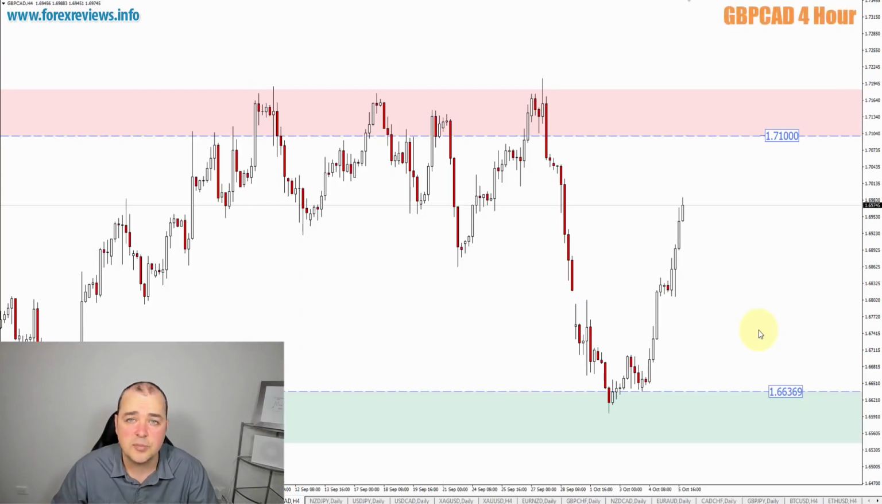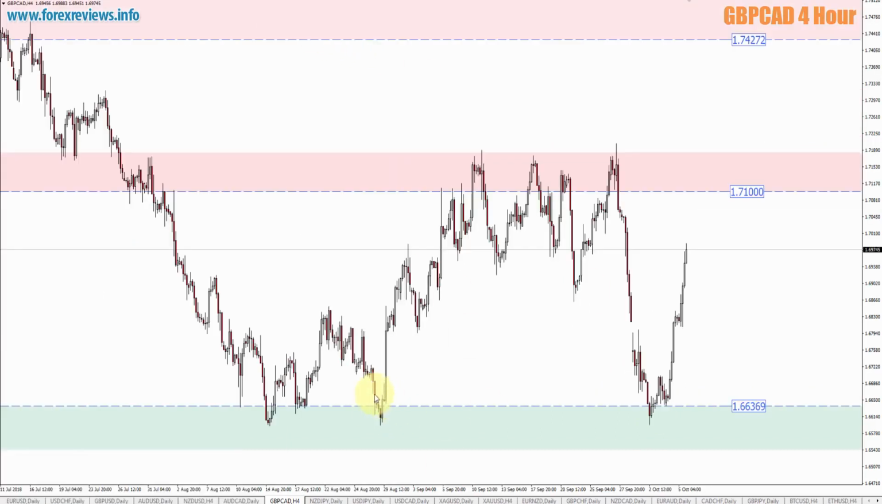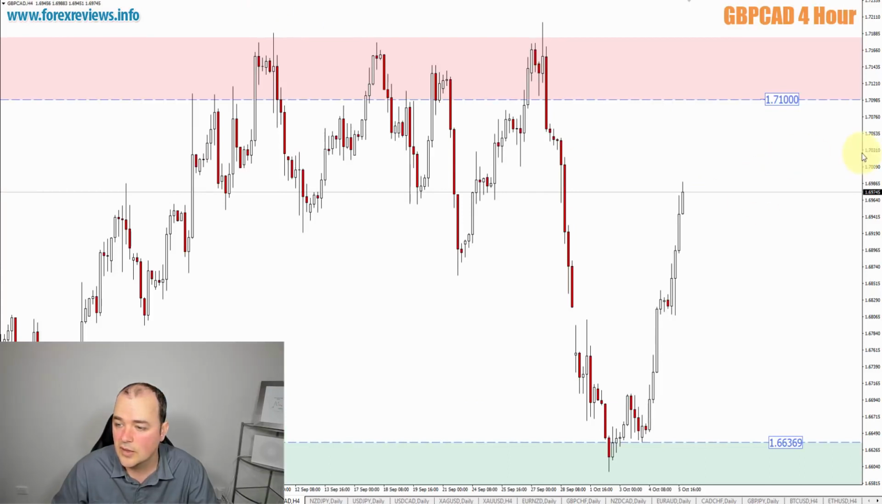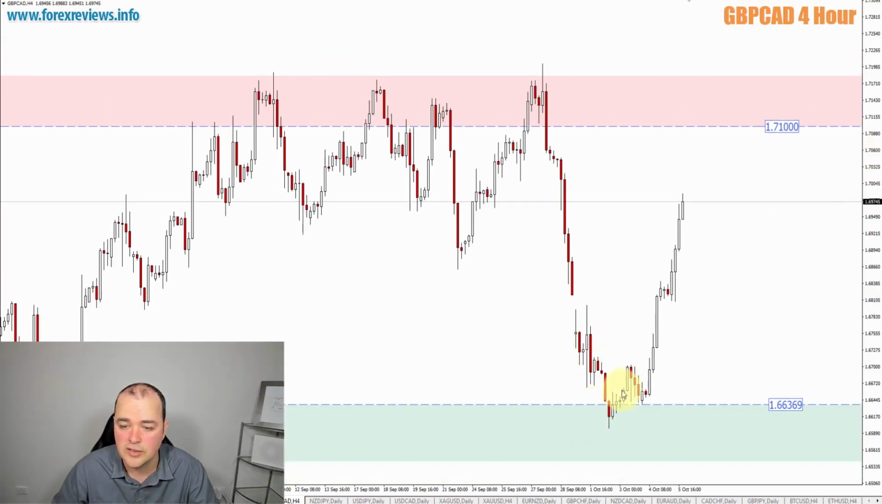The next pair I'd like to cover is GBCAD, and I'm on the 4-hour chart. Last week in price action, GBCAD tested the 166.36 zone area where the bulls took control, pushing price strongly to the upside from this important zone. The 166.36 zone area is a potential bullish evidence area on this market, and if I zoom out, you can see this area acted as strong support, looking left back here, back here, back here, and back here in the past. And on that recent test, the bulls took control again, giving another strong move to the upside from this important zone.